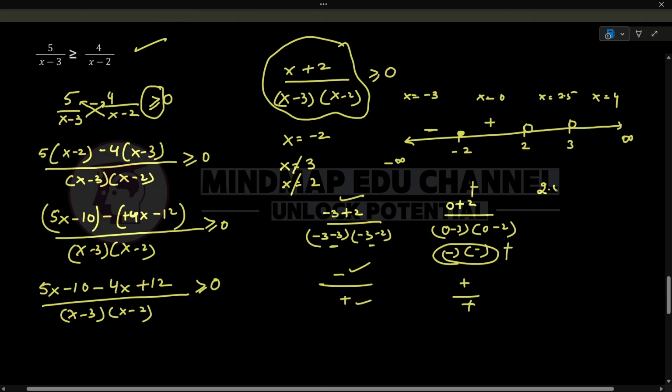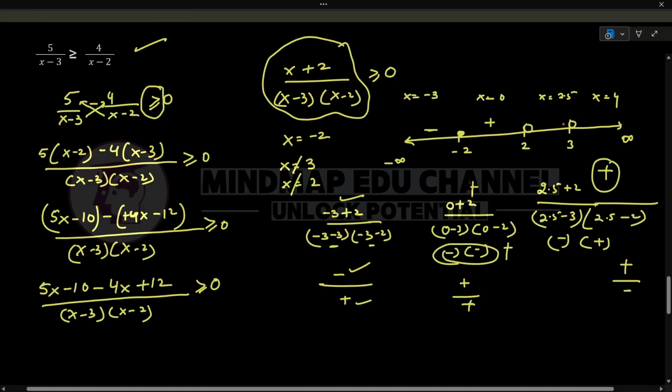Let's check for 2.5: 2.5 plus 2 over (2.5 minus 3)(2.5 minus 2). So here it will be plus on the top, here it will be minus, and here it will be plus. So plus in the numerator, minus in the denominator, so it is negative. In the same way, when you plug in 4, you will get a positive result. Try it by yourself and find out this section.